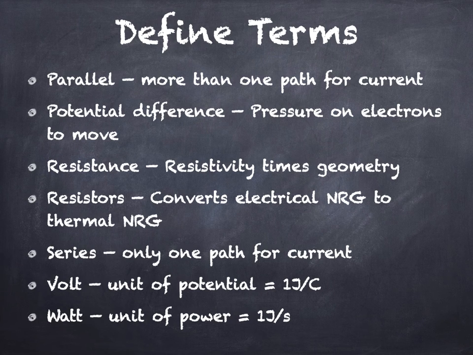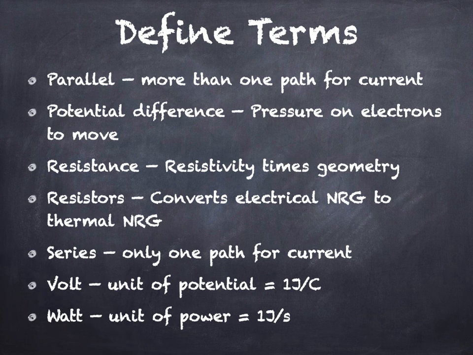Resistance: you take resistivity and multiply it times the geometry. And we did length over area. There are other geometries, I believe, but it is resistivity times geometry. Resistors, there are a number of things you can say about resistors. One of the things it does is convert electrical energy to thermal energy, because when electrical energy goes into a resistor, it loses energy, and that energy is converted generally to heat. We did talk about that. I remember talking about that. Series means only one path for the current. The current only has one path that it can go through. Everything's in a straight line.